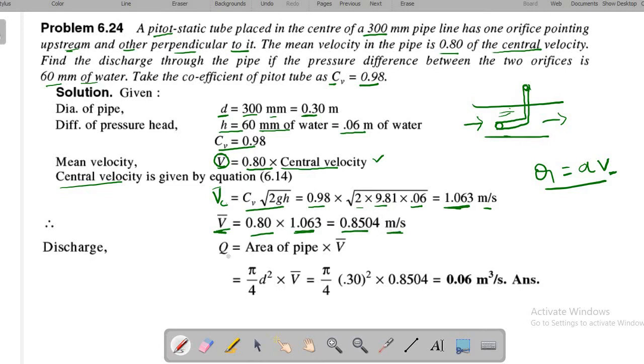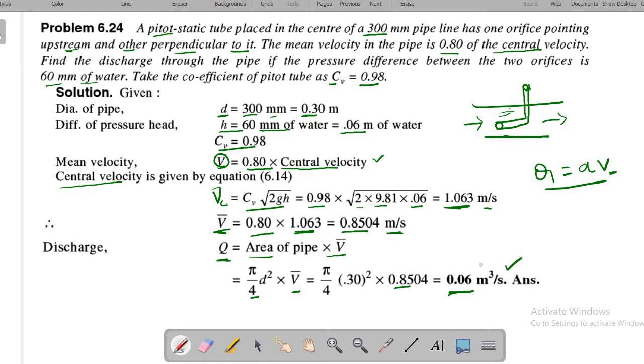But actually what I have to do is calculate the discharge, right? Area into velocity is the formula. So the area is pi d square by 4, and for velocity I have to take the mean velocity. So d is 0.3, pi d square by 4 into 0.8504. From this we get the discharge as 0.06 meter cube per second.